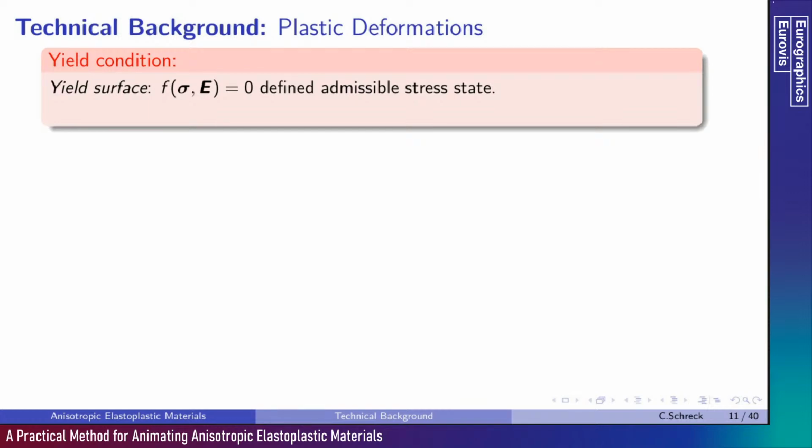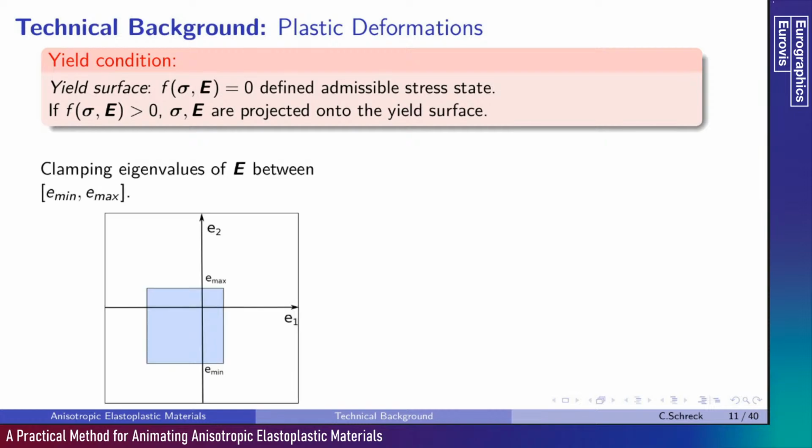The yield surface is defined by a scalar function of the stress and the strain. The admissible state is where the yield function is inferior to 0. If f is superior to 0, the plastic deformation is created by projecting E and sigma back onto the yield surface where f equals 0.